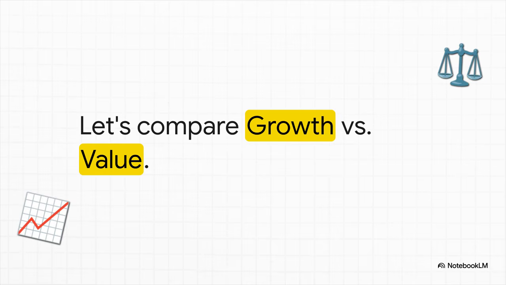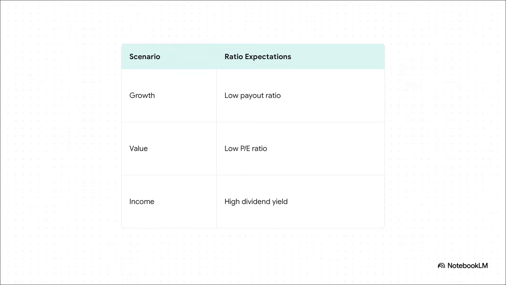But here's where the application gets really fascinating. These ratios, they don't exist in a vacuum. Context is literally everything. So let's run through some practical mini scenarios just to show why these numbers look completely different depending on the actual business model we're dealing with. So the numbers tell a different story depending on who or what we're looking at. Take a growth company. We'd absolutely expect them to have a low payout ratio.